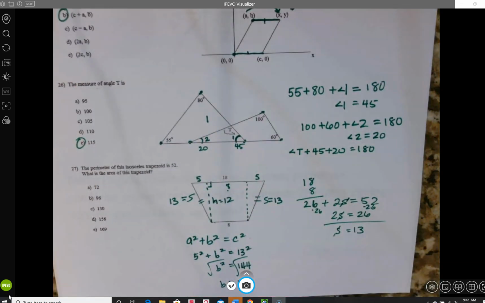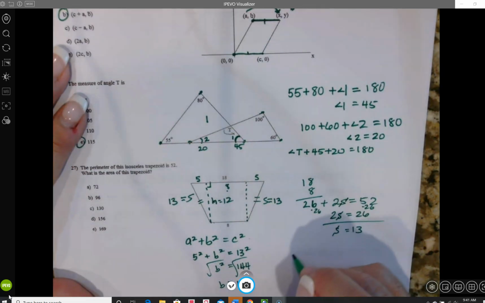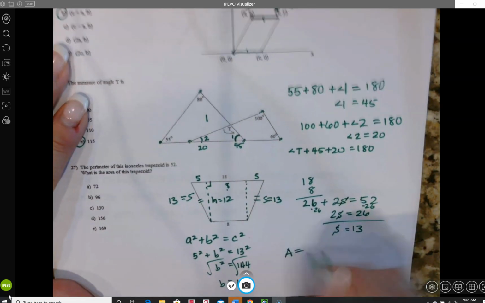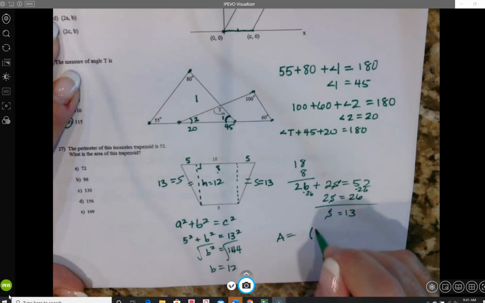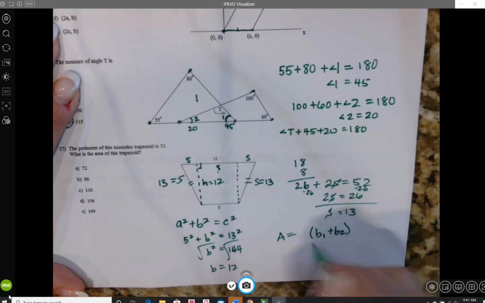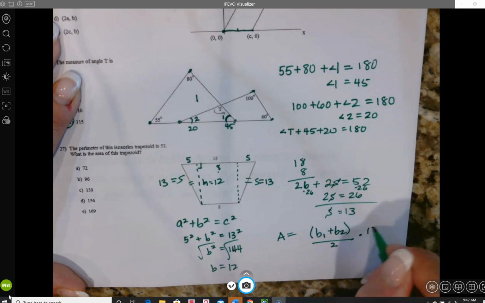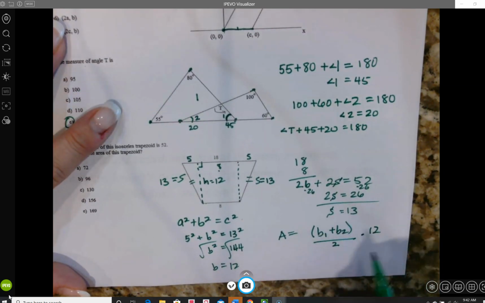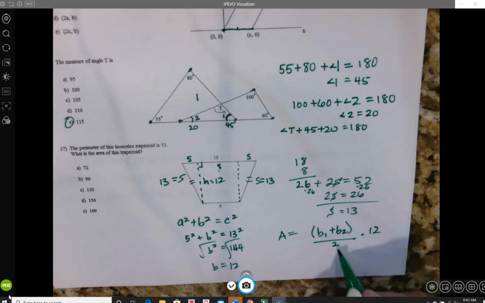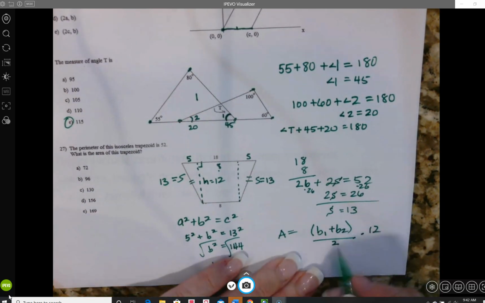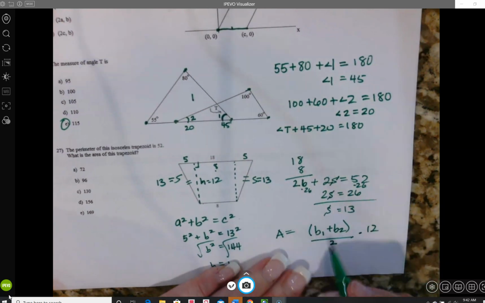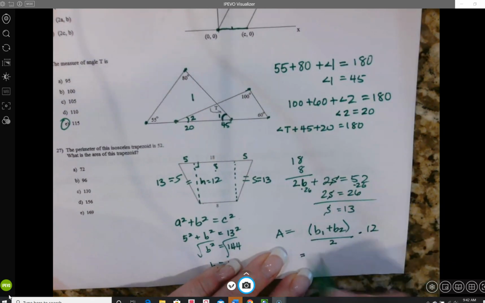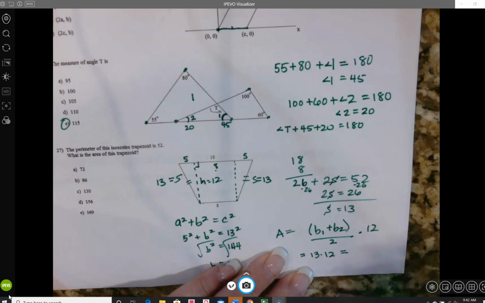Okay, so now that I know the height, I can use my area of a trapezoid formula. So I'm going to take, and I'll write it out. So we take base 1 plus base 2, cut it in half, and then multiply times the height. So base 1 is 18, base 2 is 8. So 18 and 8 is 26. 26 divided by 2 is 13. 13 times 12 gives me my area, which is 156.